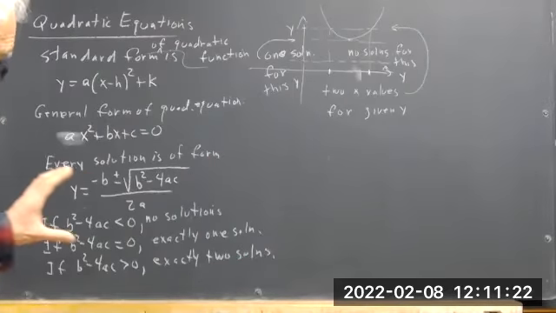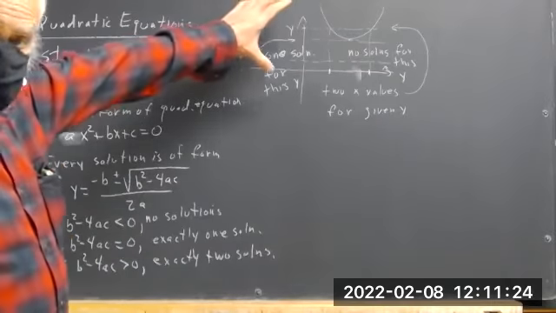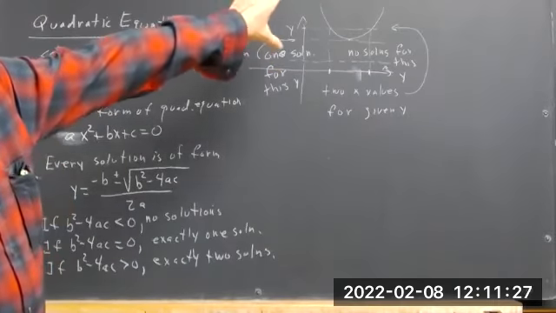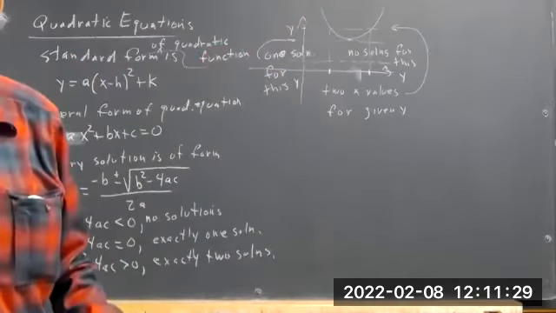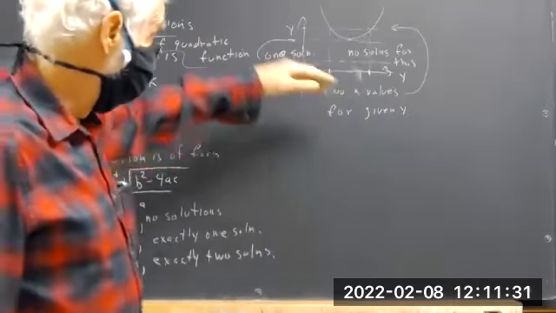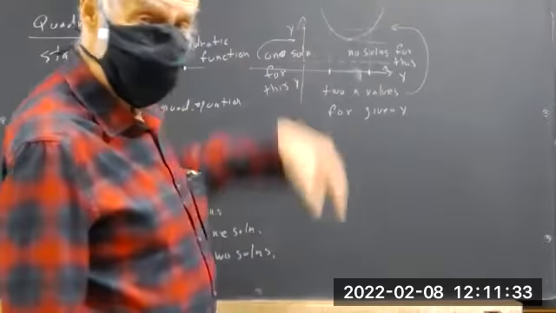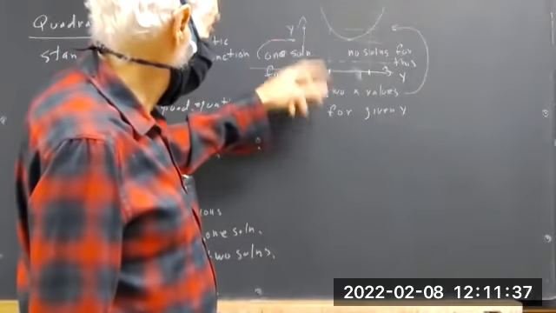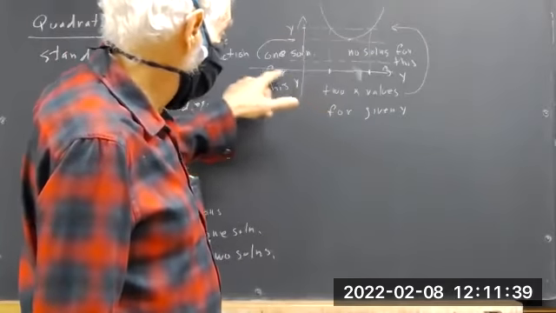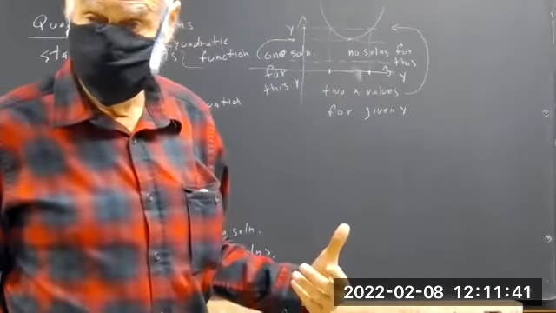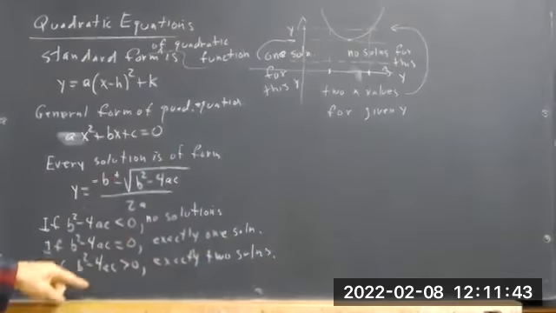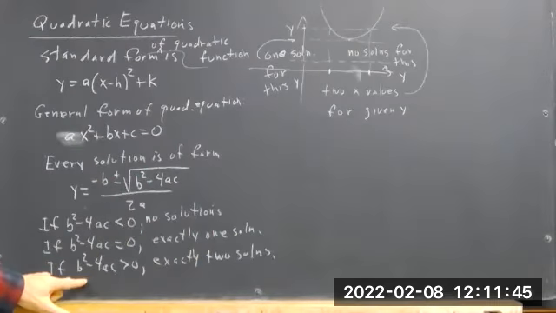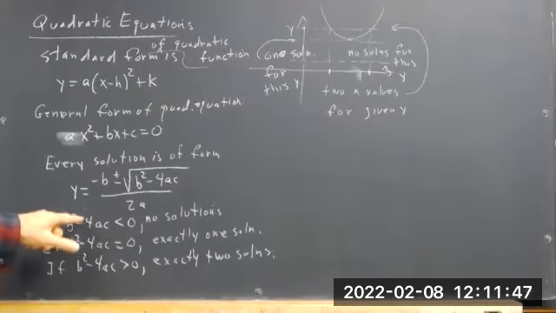Okay, now I haven't completely connected this to the graph. We'll be talking about that a little bit later. I wanted to show you the graph to show you that if you have a parabola, you can have two x values for a given y value, exactly one, or none. That corresponds to these three cases: two in this case, one in this case, none in this case.